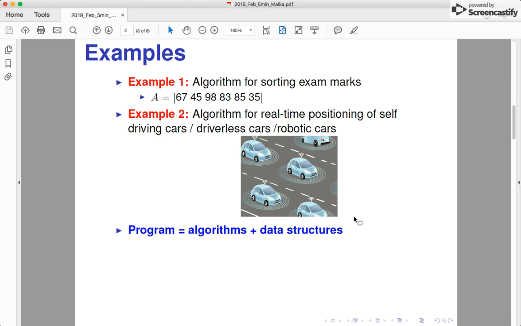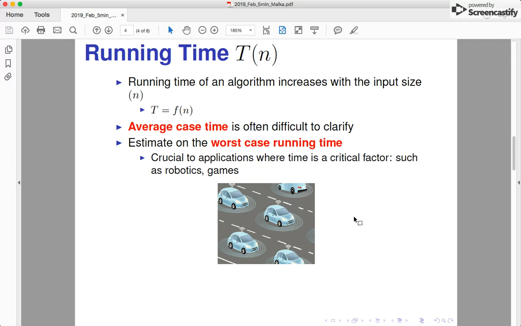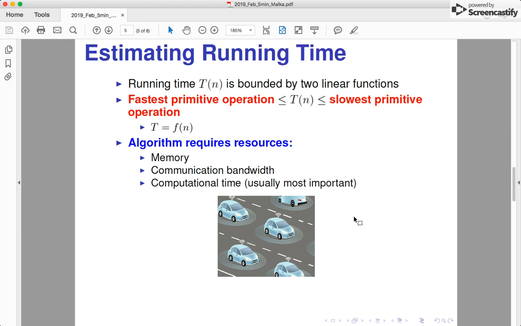Now, the issue is how do I differentiate these algorithms? Some algorithms work fast while others work slow, depending on how you structure your algorithms. Therefore, estimating running time is important. Running time of algorithm increases with input size, hence it's a function of input size. Average time is usually difficult to determine. We also want to estimate the worst case running time, as it is crucial to some applications where time is a critical factor, such as self-driving cars, robots, games, etc. We use real-time data and have to take a real-time decision. So accurate decision with right time is essential, otherwise you will crash with another car.